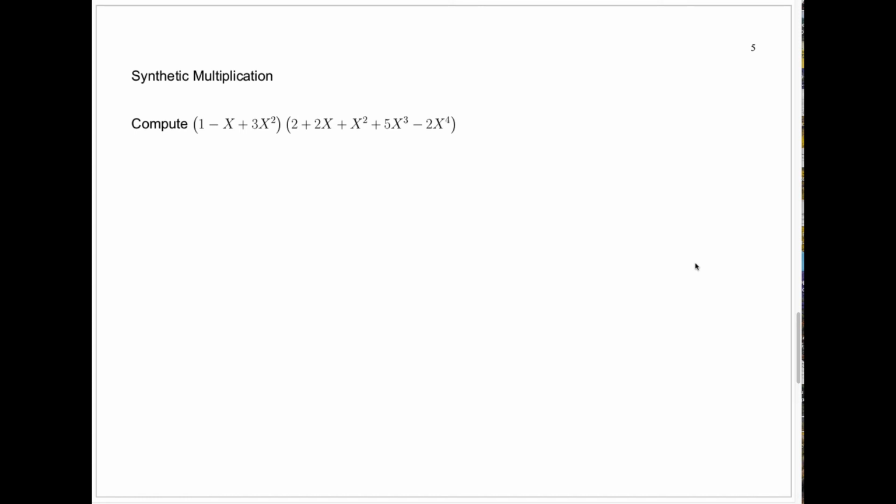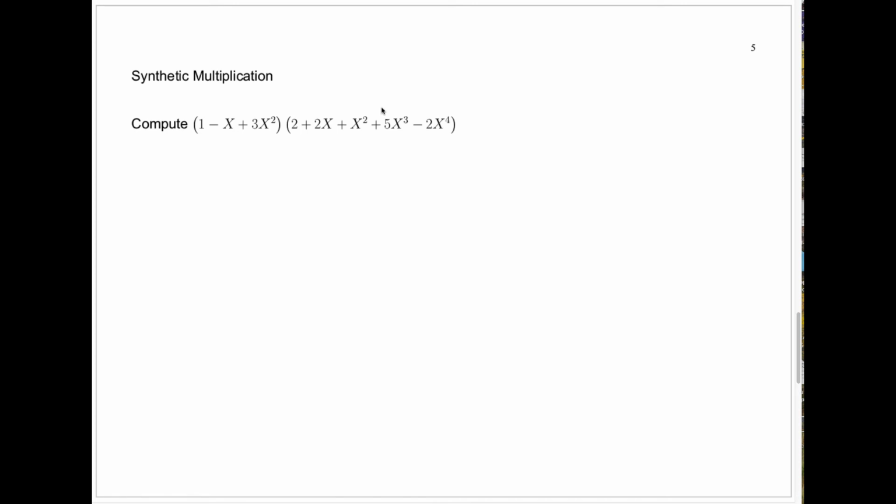So let's say the goal is to just multiply these two polynomials, 1 minus x plus 3x squared, and 2 plus 2x plus x squared plus 5x cubed minus 2x to the fourth. You want to multiply this second degree polynomial by this fourth degree polynomial. Well, of course, you could just write it out using typical rules of expansion. You could write 1 times this, plus 1 times this, minus x times this, minus x times this, etc., and go through all the terms.